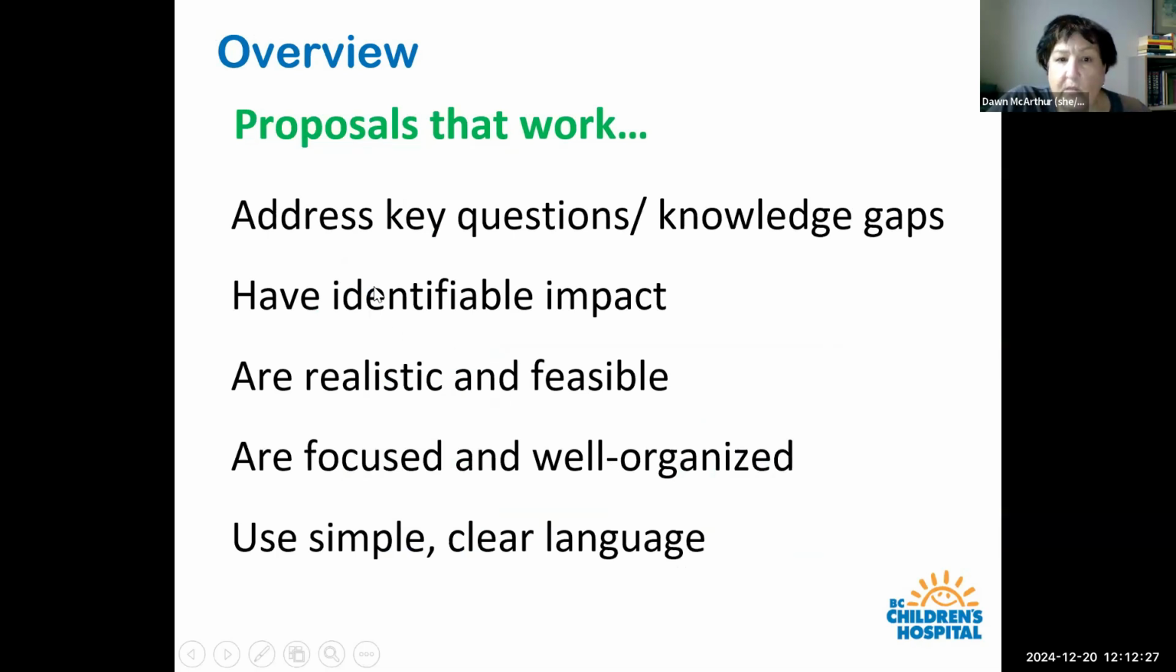So proposals that work will address a key question or a knowledge gap, and you need to be able to say why the question you're addressing, the hypothesis you're testing, or the information you're gathering is important. So they have an identifiable impact. That impact might not be immediate. It might be long-term, but you need to be able to identify why it matters.